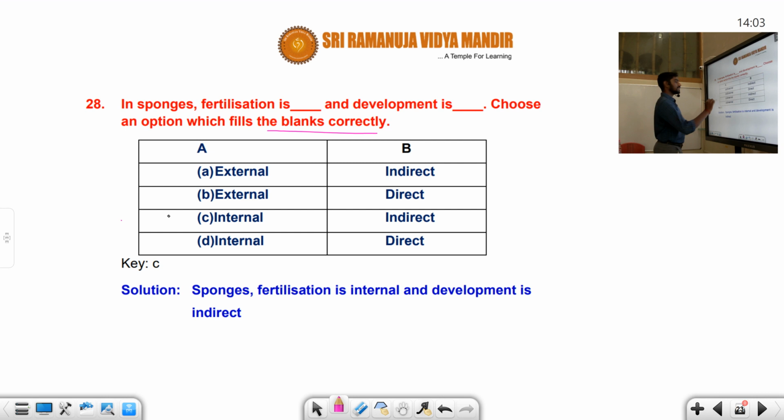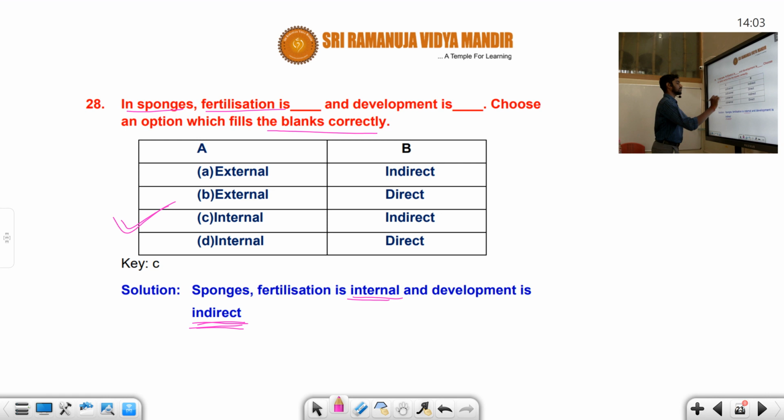In the larval development you can see the amphiblastula. These are common examples, and Leucosolenia, right? These have some larval development that we can observe. So in sponges, fertilization is internal and the development is indirect, because a larva is present here. So the correct option is 28, C.